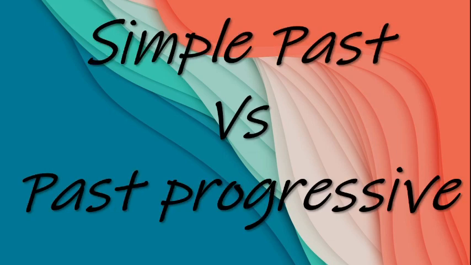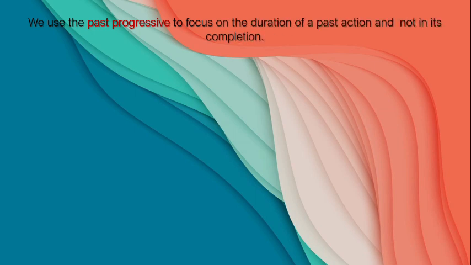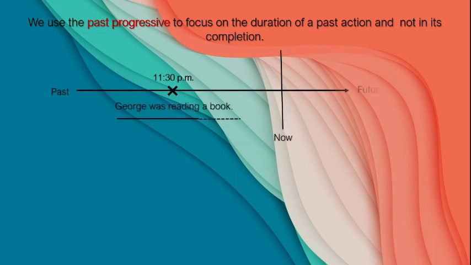Today's topic, simple past versus past progressive. We use the past progressive to focus on the duration of a past action and not on its completion. Let's look at the following example.